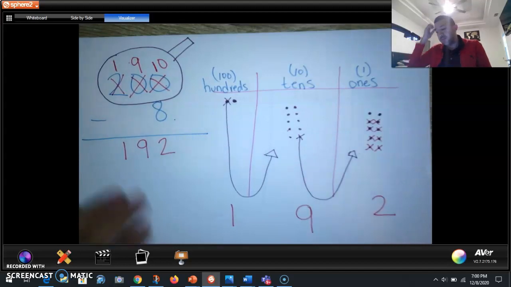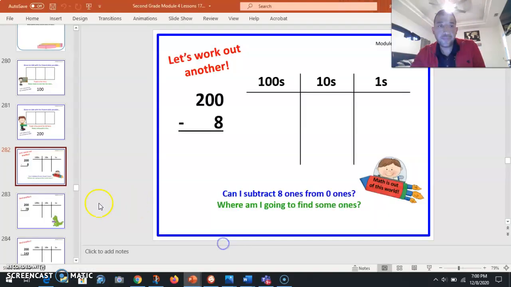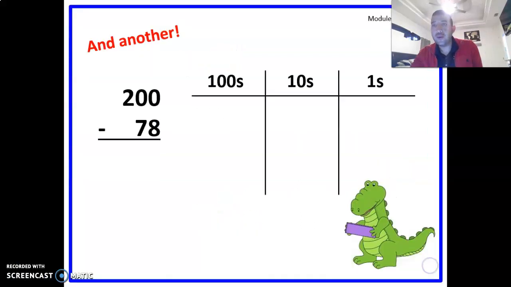Ready to work the other one? Awesome. So here we go for the other one. Now we have 200 minus 78. Go ahead and write it down, boys and girls. Also, please write your place value chart next to it so we can work it out. I'm going to give about 10 seconds to copy that problem down. Don't forget, now we're subtracting from hundreds numbers with a 0 in the tens place. Okay, 200 minus 78.